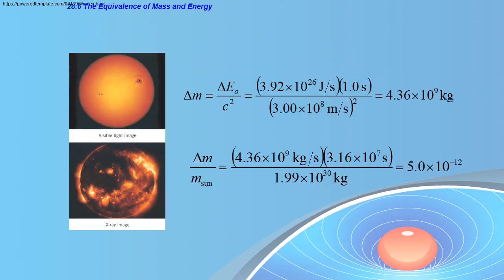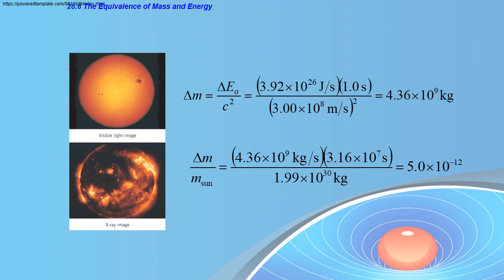Well, first of all, delta E naught is mc squared, so I can do just the E naught, and I can calculate the change in mass. The change in mass equals delta E naught over the speed of light squared. So I told you it was 3.92 times 10 to the 26 watts, or joules per second. So in 1 second, its mass is going to change 4.36 times 10 to the 9th kilograms.